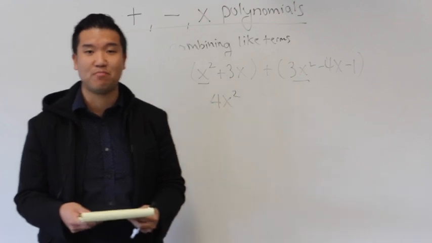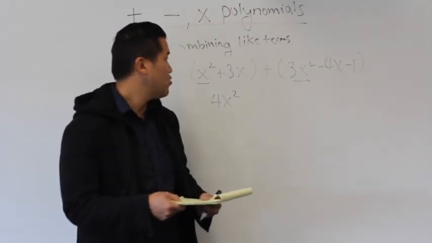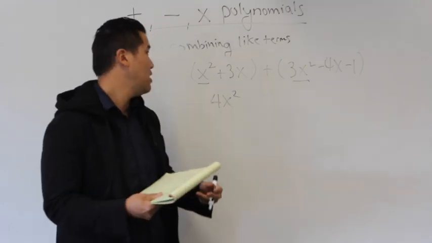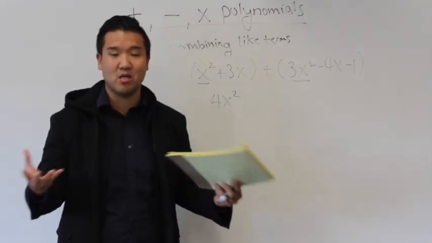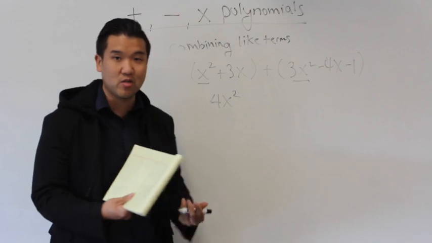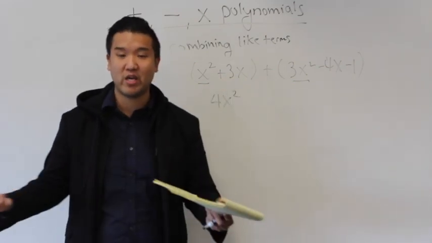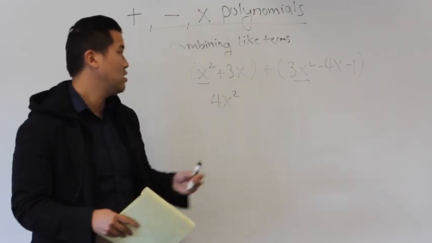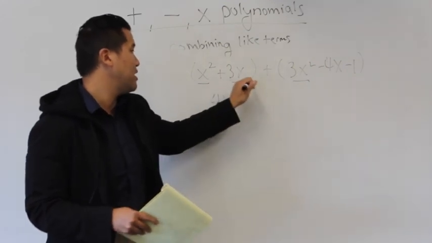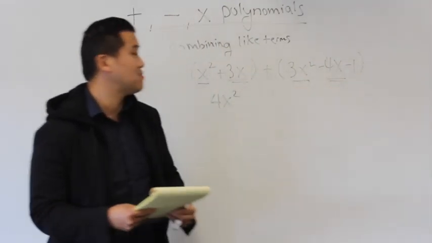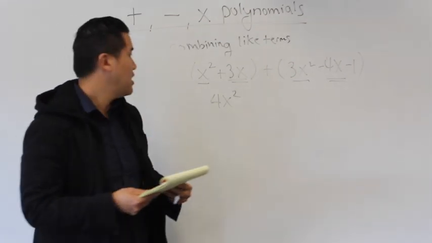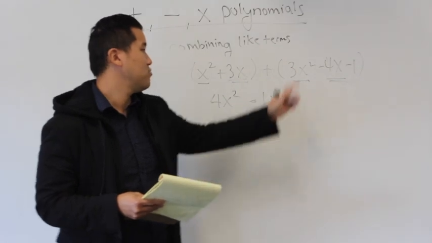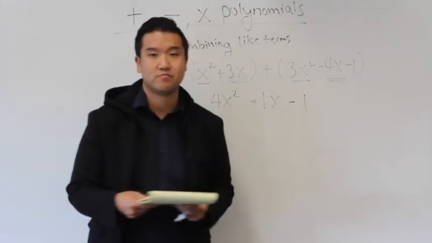It's not 4x to the 4th. We're not adding the exponents. When we add and subtract, we're essentially just combining them. We're trying to find a quantity. So if I have 1x squared and 3x squares, how many x squares do I have? I have 4 of them, so I have 4x squared. And then my next guy, I have 3x minus 4x, so how many x's do I have there? I have negative 1x, and then we just have a minus 1 at the end.